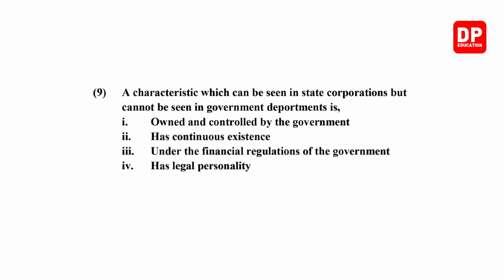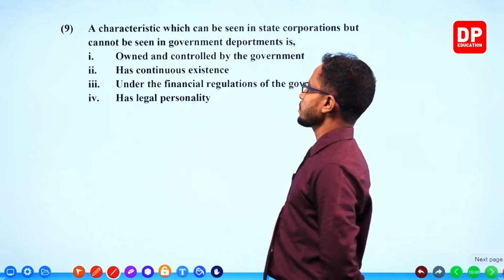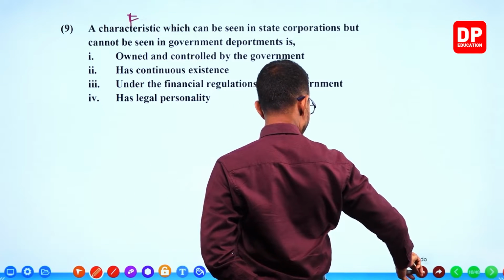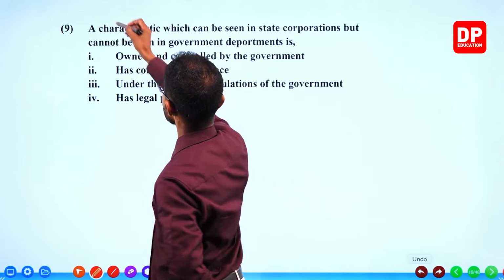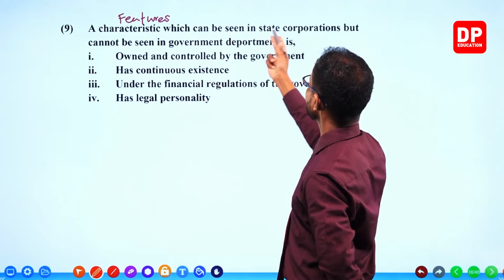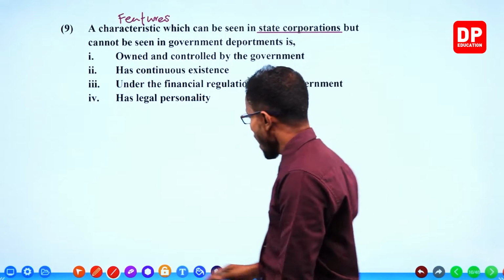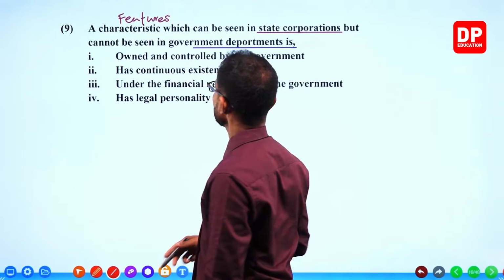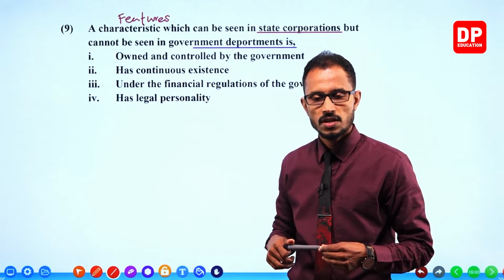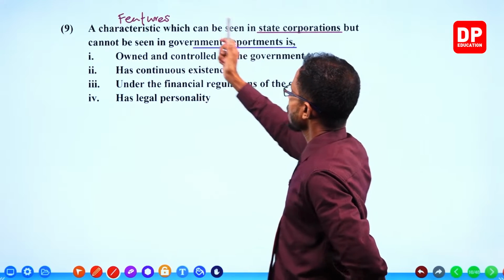A characteristic which can be seen in state corporations but cannot be seen in government departments. Characteristics means features. Features which can be seen in state corporations. State corporations belong to the state, the government. Departments also belong to the state. That is why they are called government departments. Otherwise, we could call them private departments. No, there are no private departments. Departments belong to the government. So, owned and controlled by the government.